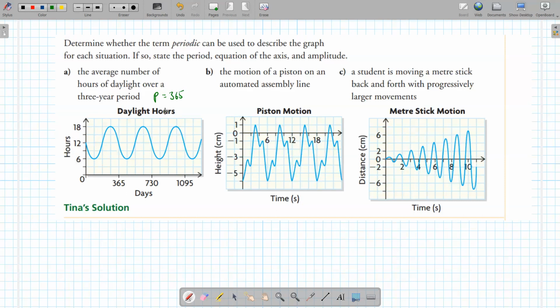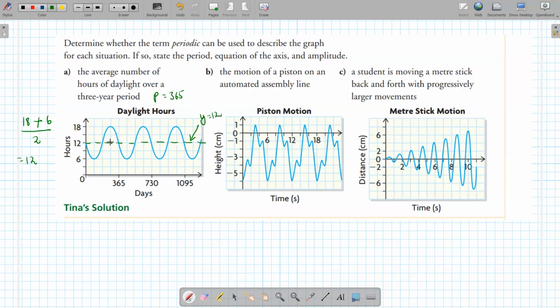What is the maximum? It's 18. 18 is maximum. The minimum is 6. You add them and divide by 2. That will give you the midpoint. That'll be 12. So this line right here is going to be your equation of axis. What's the equation of that dotted line? Y equals 12. Y equals 12 is right.